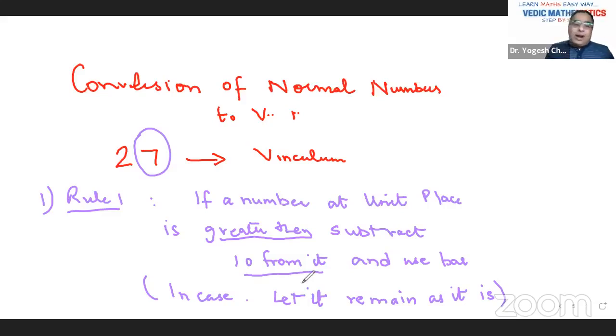Now, you have to understand, if it is less, then in actual you have not applied rule number 1. You will remain as it is and move to the next place. Next place, that means move to the tens place. Correct? Is this rule clear? Yes, we'll take an example after rule number 2. Have you written it? Yes, sir.